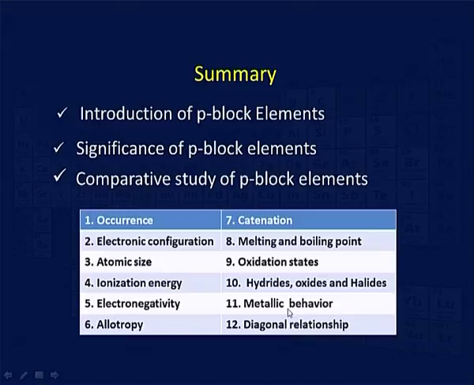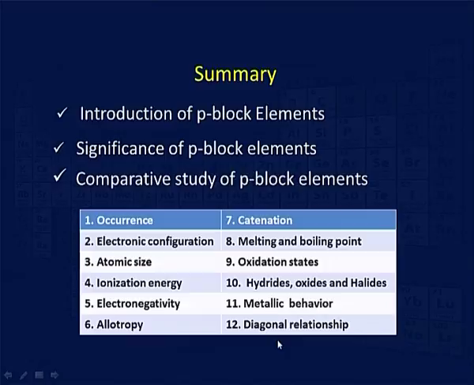The metallic behavior, how the metallic behavior varies moving from top to bottom along the group: you will find the appearance of the non-metal, then the metalloid, and at the bottom the metals are present, having low ionization energy values and wonderful metallic properties. The diagonal relationship has been discussed because of the comparable size and electronegativity values. In the next episode, we will be talking about the other properties of the p block elements.